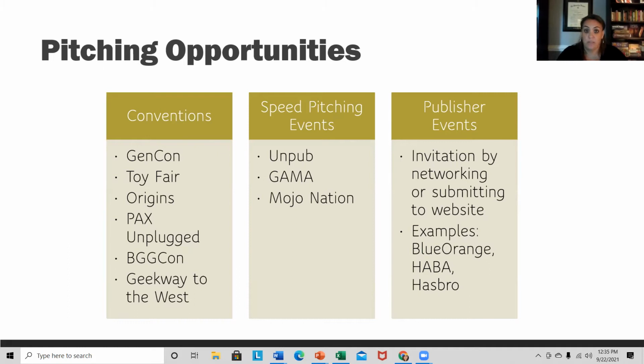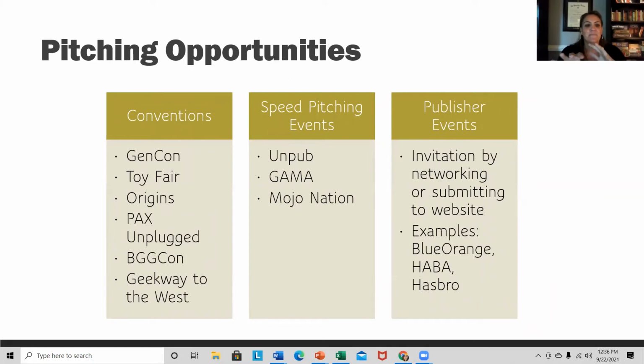One is conventions. There's a whole underworld of pitching that goes on, and they expect people to pitch to them, and they're looking for the next designers. So it's very much a happy marriage of people. The companies are looking for new games, and the new game designers are looking for companies. There's so much kind of speed dating going on in a way.